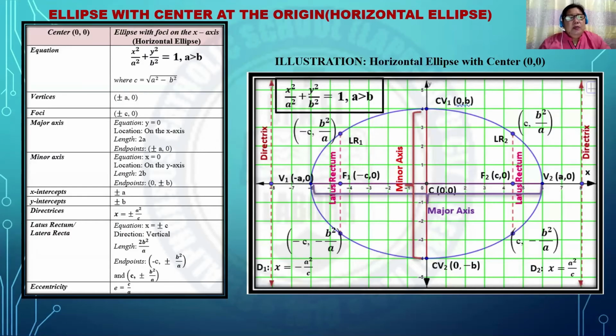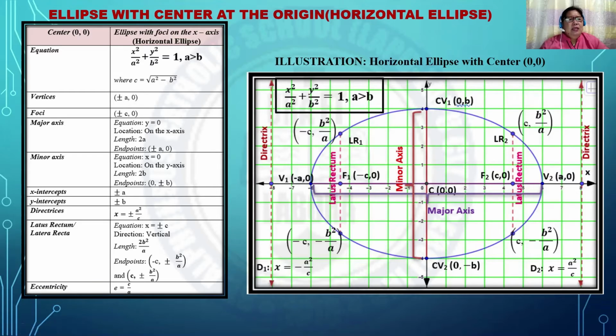Next, let us have ellipse with center at the origin, or what we call the horizontal ellipse. For the center 0, 0, the equation is x squared over a squared plus y squared over b squared equals 1, where a is greater than b. And to solve for c, we have the square root of a squared minus b squared. For the vertices, we have positive a, 0 and negative a, 0. For the foci, we also have positive c, 0 and negative c, 0.